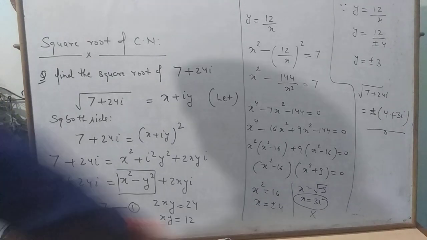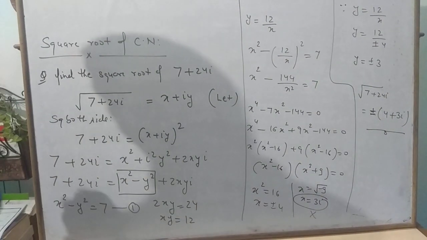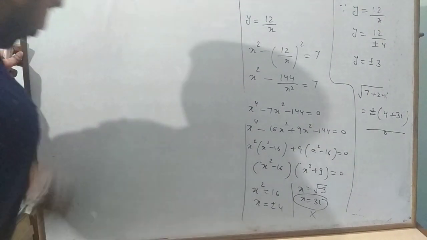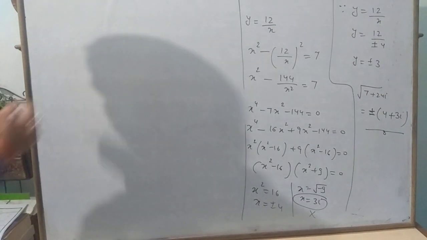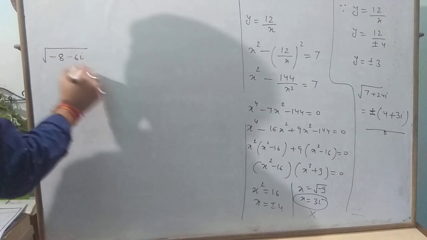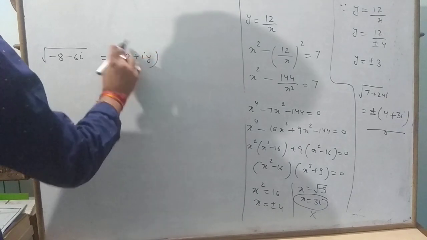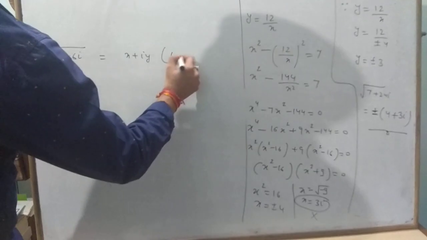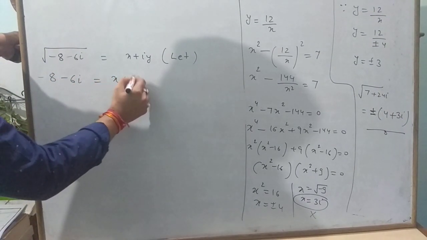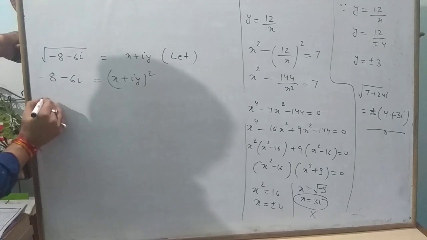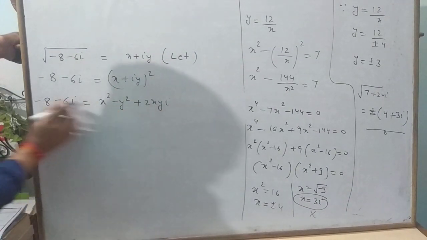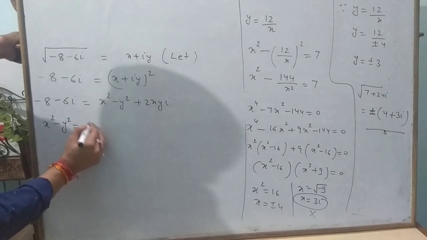Let us take one more question on the same concept to find the square root. Suppose the question is given: find the square root of minus 8 minus 6i. So it becomes again x plus iy. Squaring both sides, minus 8 minus 6i becomes x plus iy whole square, which is x square minus y square plus 2xyi. The real part: x square minus y square is equal to minus 8.